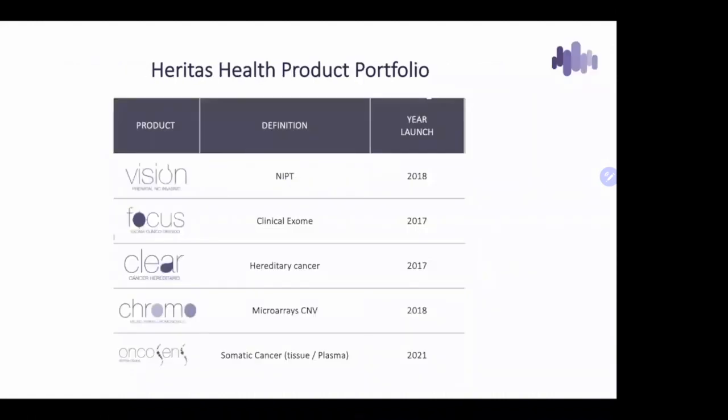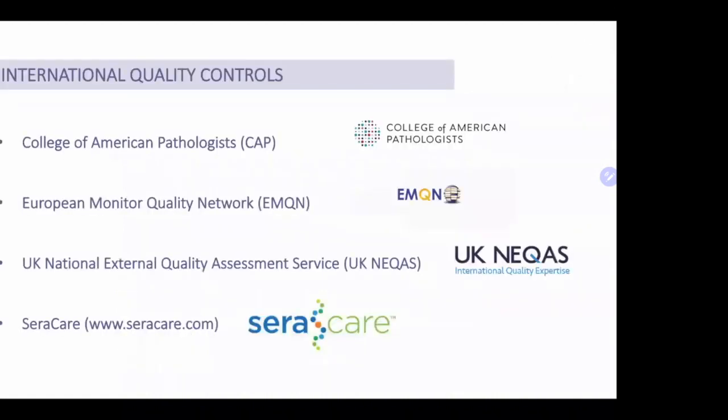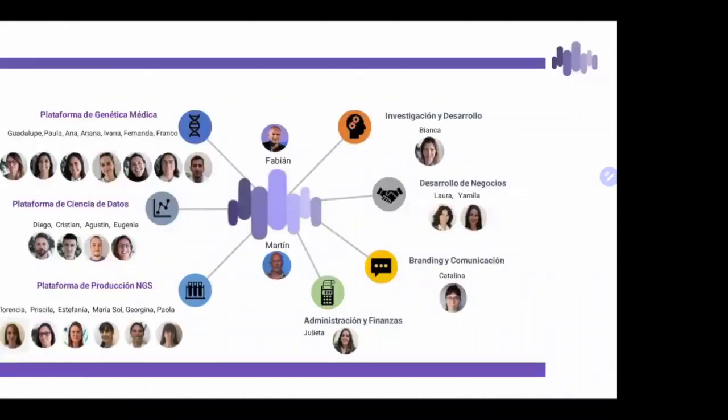So this is our Héritas portfolio. We have different products. We have Vision, that's our non-invasive prenatal testing product. Focus, that is our clinical exome solution. Clear, that is our hereditary cancer solution. Chromo, that is our microarray solution. And OncoSense, that is our liquid biopsy solution. We count with 4 very important international quality controls, such as CAP, the European Molecular Genetics Quality Network, the UK National External Quality Assessment Service, and Seracare. And this is a picture of Héritas today, and without this working team, nothing would be possible.